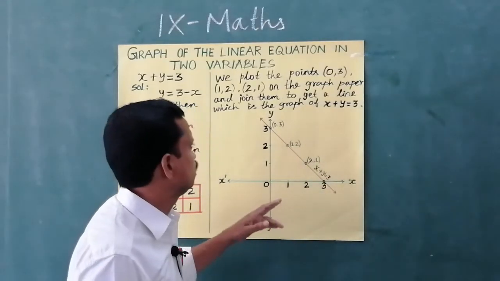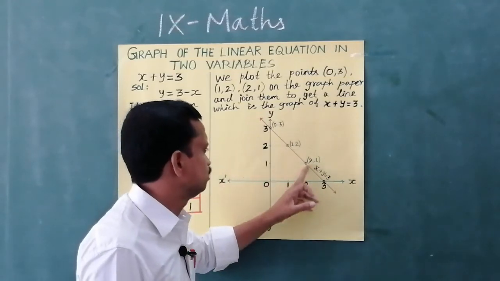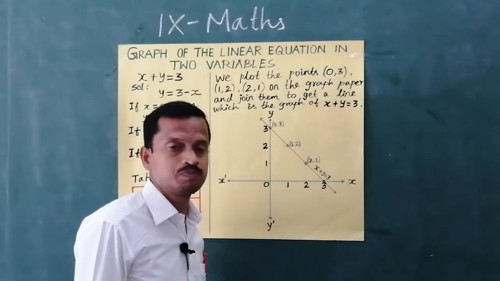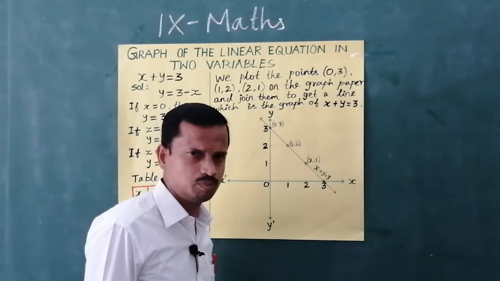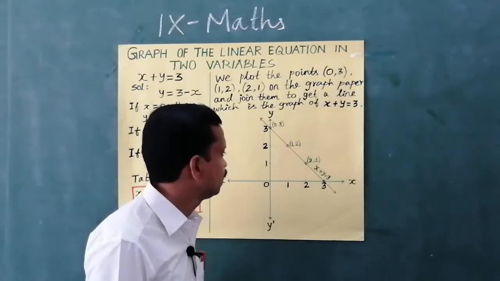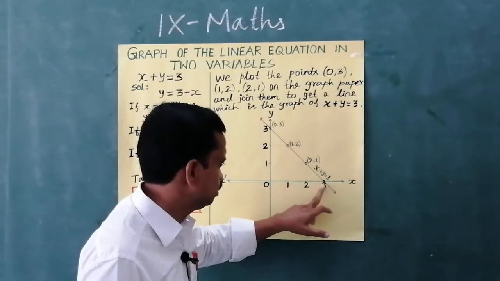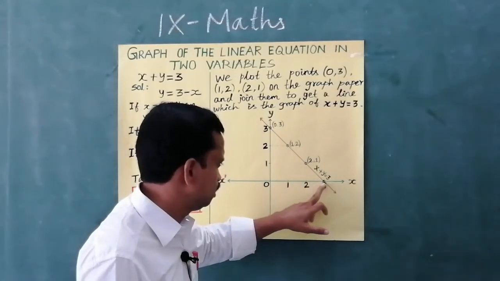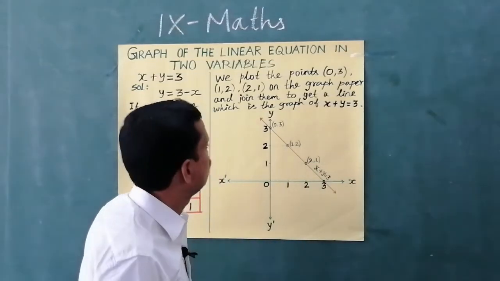After that you have to draw a line by joining all these points using a ruler. You should be very careful that the line should pass through all these points, and if you produce it like this, here you can see this point along the x axis, and this is the line.